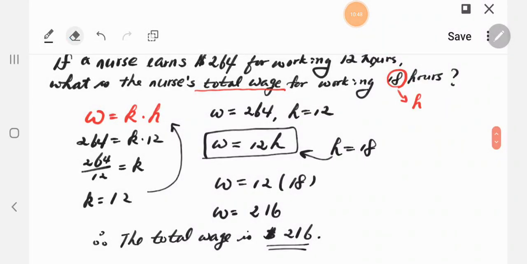Sorry about this. This is not right. K equals 22. 264 divided by 12 is 22. So we have the equation W equals 22H. So 22 times H, which is 18. Then 22 times 18 is 396. So the total wage for the nurse is $396.